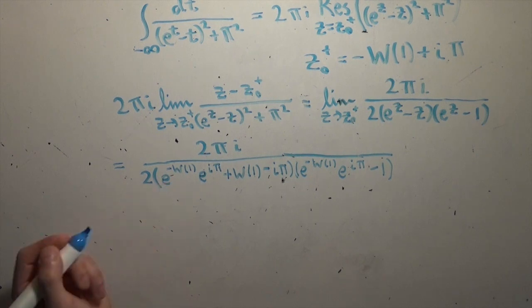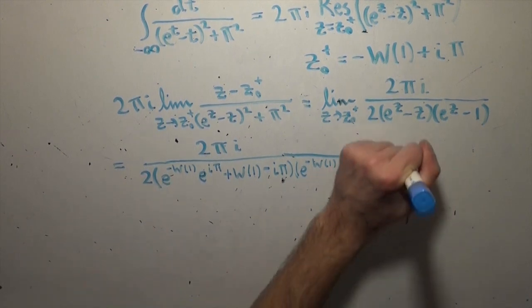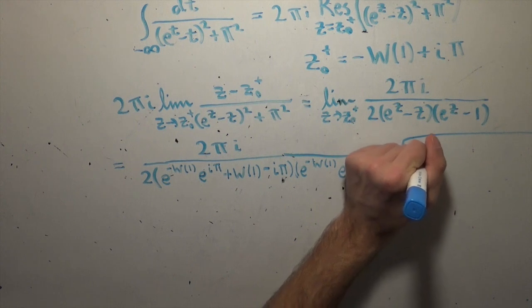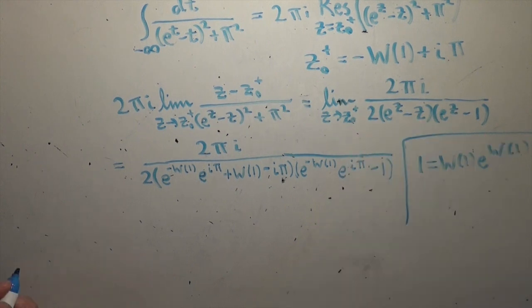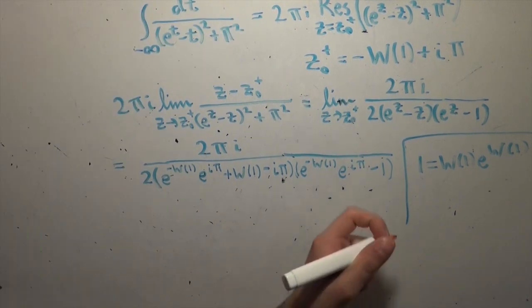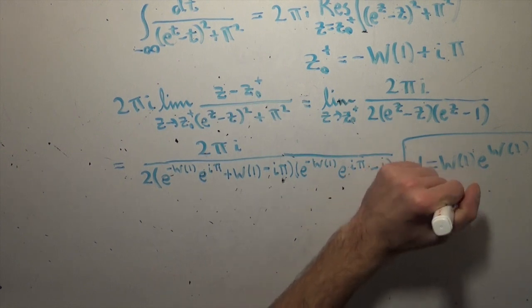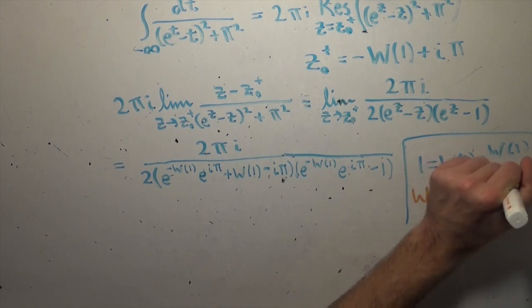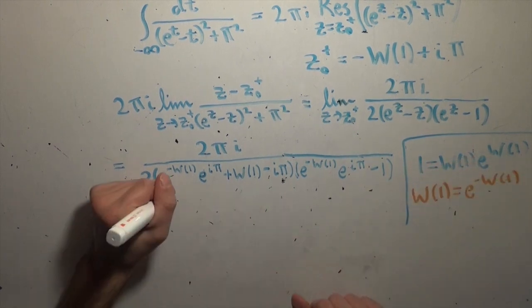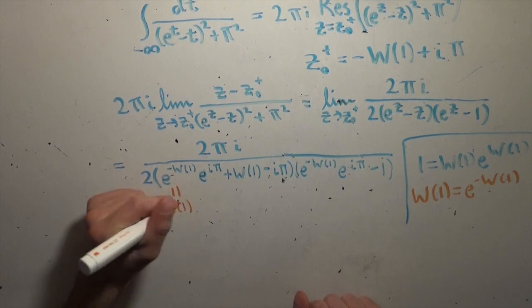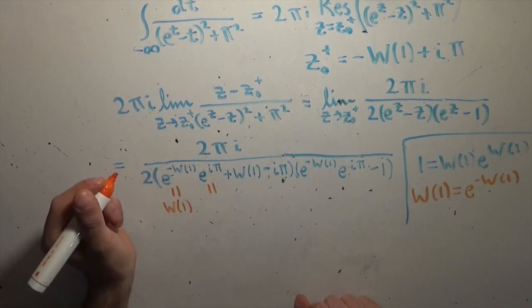Because what is e to the negative W of 1? Well, remember, sort of by definition of what W of 1 is, it's the number that satisfies this equation, right? 1 equals W of 1 times e to the W of 1. So we can solve for W of 1 by dividing e to the W of 1 over. I'm going to change pens real quickly. Sorry, it's getting very dim, like it's not bright enough to see. So we divide e to the W of 1 over, we get that W of 1 is equal to e to the negative W of 1. So e to the negative W of 1 is just W of 1. And e to the i pi is just negative 1.